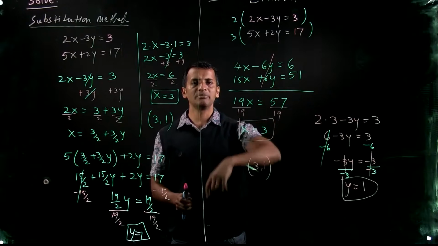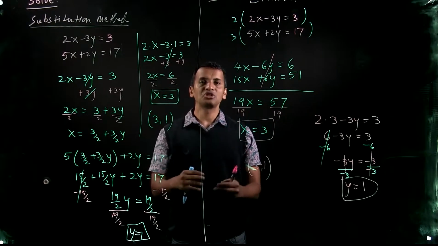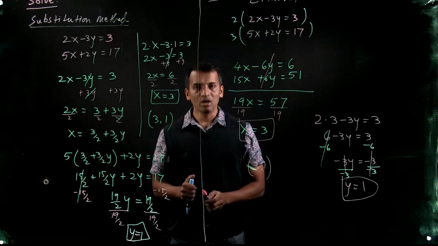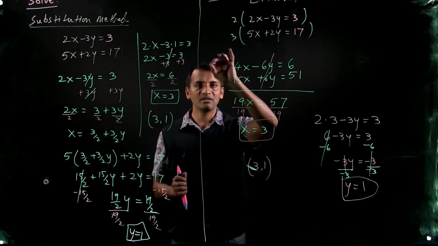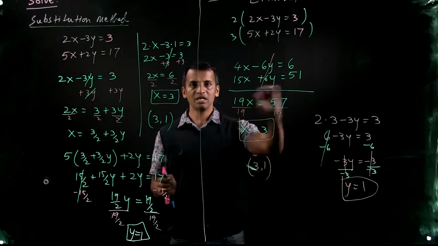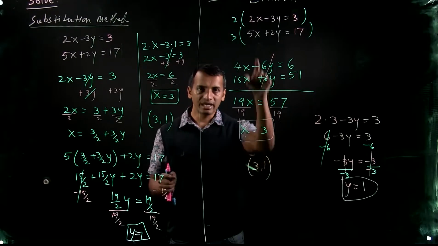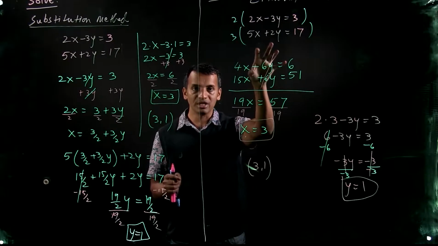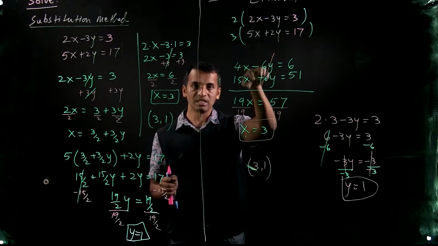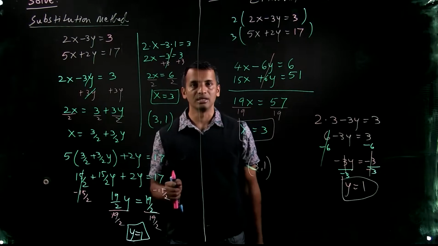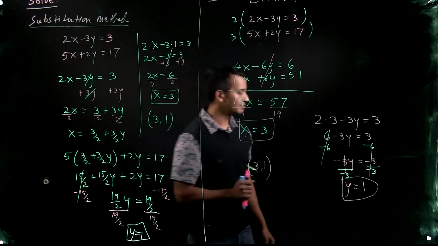So the idea is, in the elimination method, you try to cancel the x term or y term. If they are not equal to each other, you multiply the first equation by a number, the second equation by another number, and then get those terms equal and of opposite sign. Okay, and then you can cancel. All right guys, thank you.